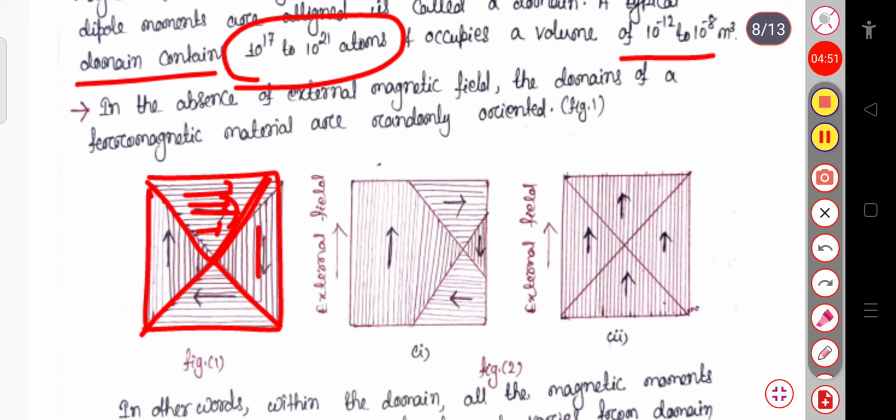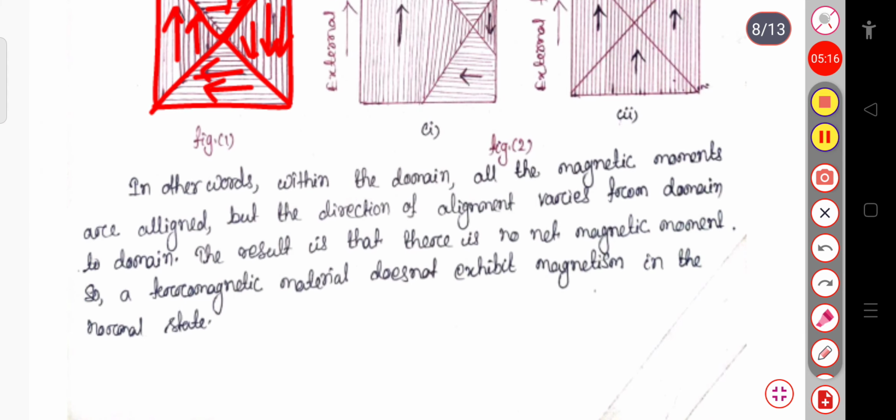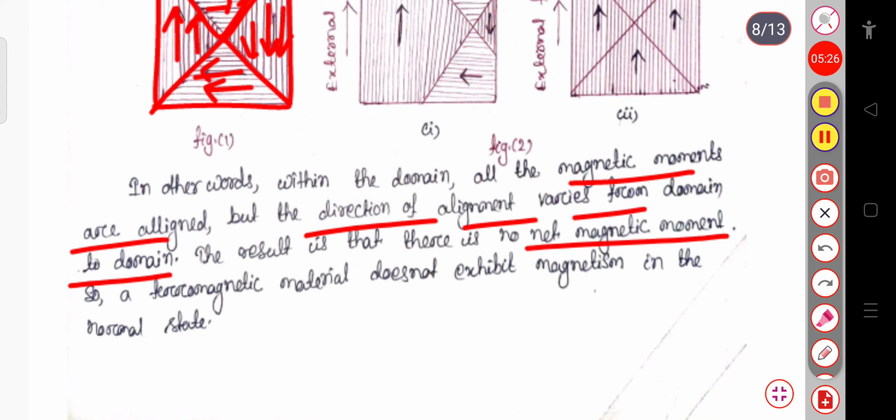Now in the second domain, all the atoms have the dipole moment in this direction, and in this domain, suppose, in this direction, and the last one is in this direction. So we can say that they are randomly oriented, that is, the directions are different. This happens when no external magnetic field is applied. Within the domain all the magnetic moments are aligned, but the direction of the alignment varies from domain to domain. So the result is that there is no net magnetic moment. A ferromagnetic material doesn't exhibit magnetism in the normal state.